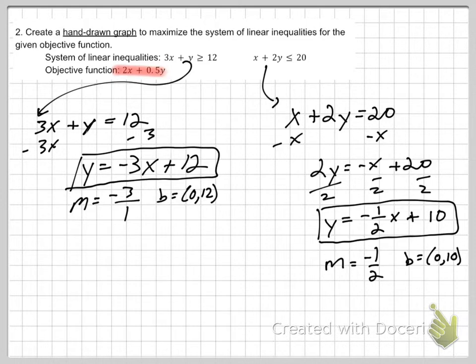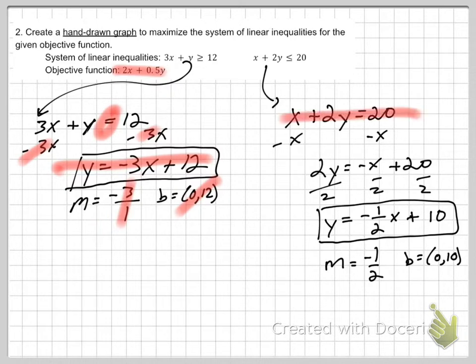So I'm going to take my first inequality, treat it like an equation, and bring the 3x over. That should be an x there. And I'm just going to rewrite the equation as y equals negative 3x plus 12. So I know my slope is that, my y-intercept is there.